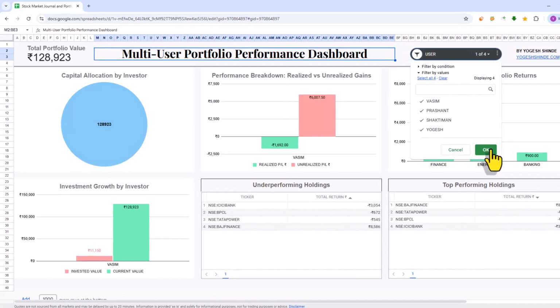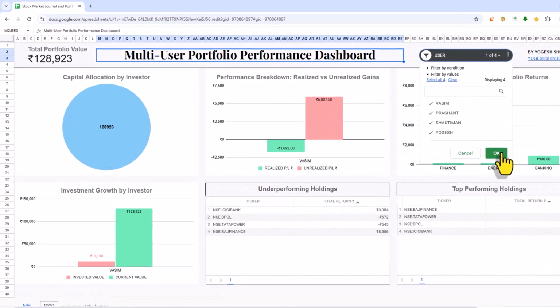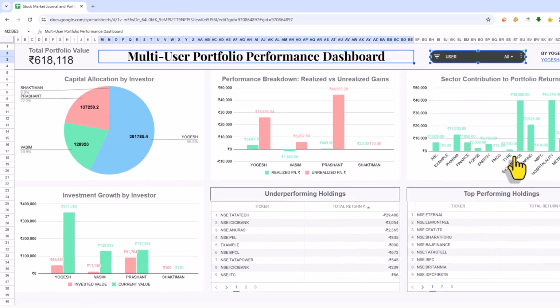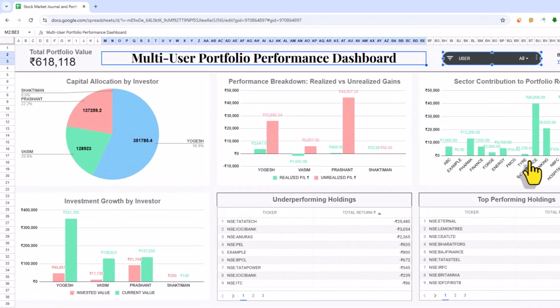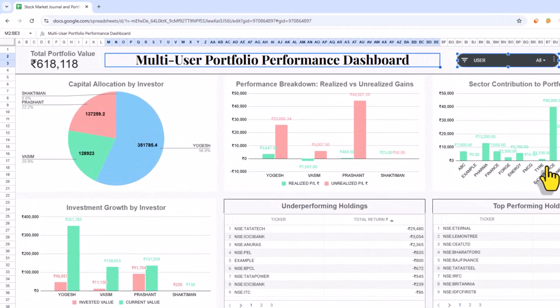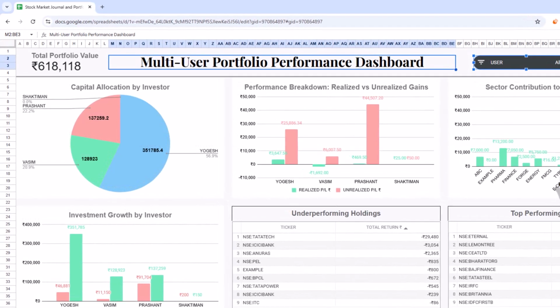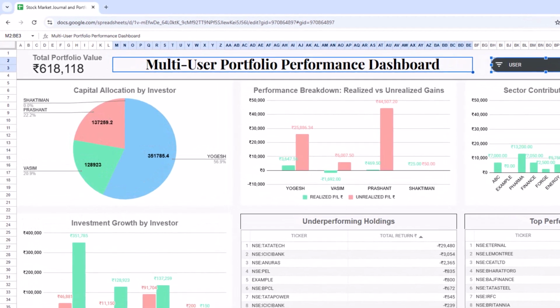If you are someone who has multiple trading accounts, or you want an overview of your family or groups, or if you have a group that wants to track their portfolio on Google Sheets, you have to check it out, and it's completely free.